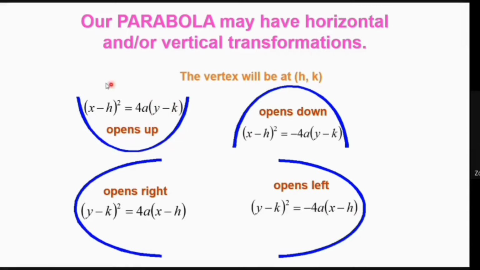Bakit po? Kasi yung h is the x coordinate of the vertex of the parabola. Samantalang yung k is the y coordinate of the vertex of the parabola. Again, kung alam natin yung value ng h at saka ng k, we will know the coordinate of the vertex and we can locate it in the Cartesian plane.